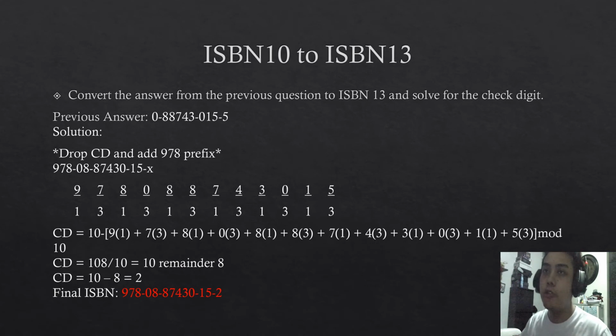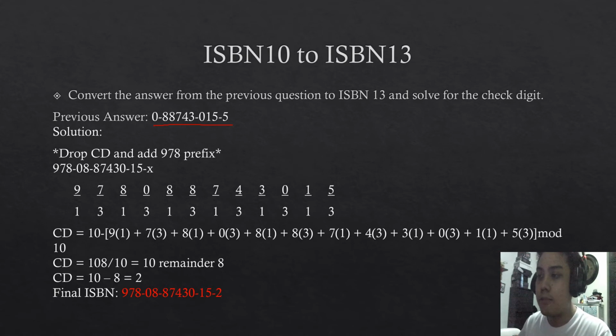Now since we have two formats of ISBN, ISBN 10 and ISBN 13, we can actually convert ISBN 10 to ISBN 13, since ISBN 13 is the most recent format. So here we have again an example. Convert the answer from the previous question to ISBN 13 and solve for the check digit. Here is our answer from the previous item. To convert ISBN 10 to ISBN 13, we just need to drop the check digit and add the 978 prefix. So that's it. We just add 978 and then solve for the new check digit.